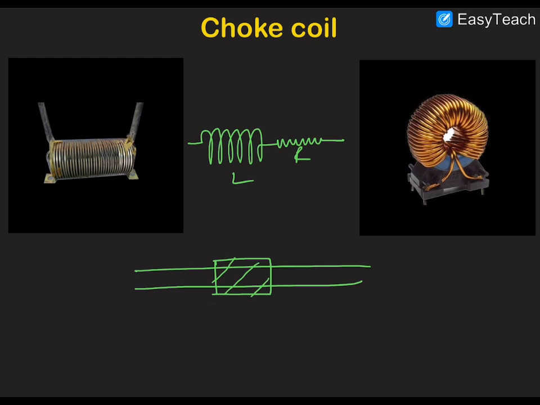So a choke coil is actually an inductance coil, or we can say that it is an LR series circuit. If you turn a simple wire in the shape of a coil, then it becomes a choke coil, and the resistance is the internal resistance of that wire. Inductance is always accompanied with a resistance, and that resistance cannot be avoided.